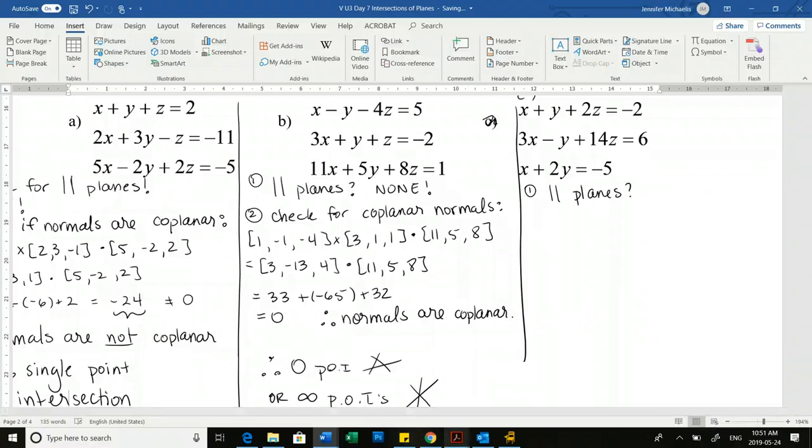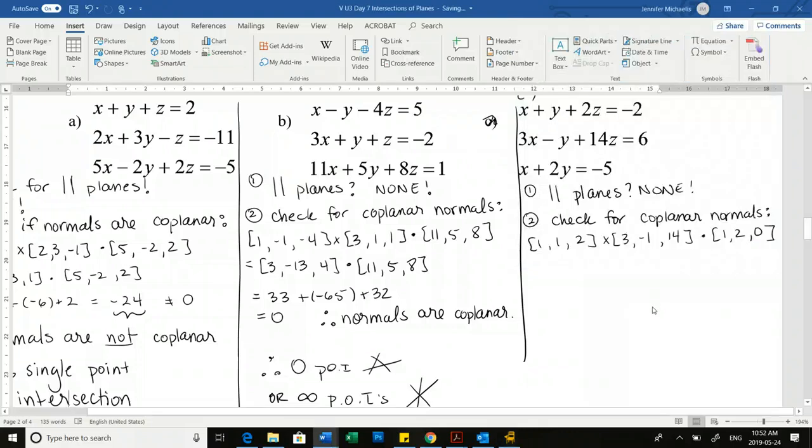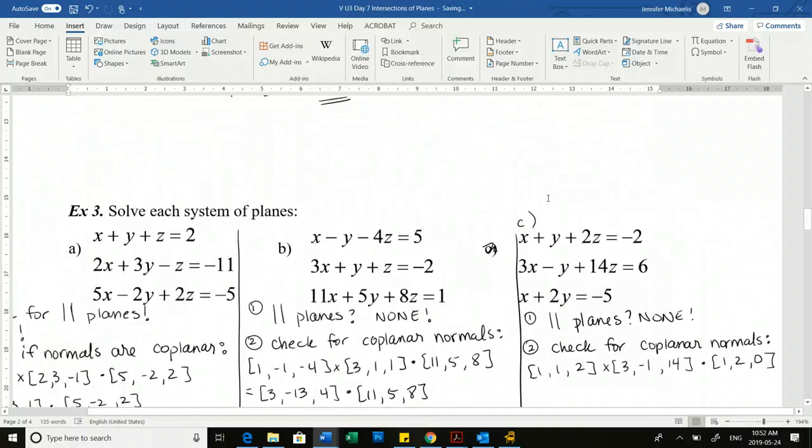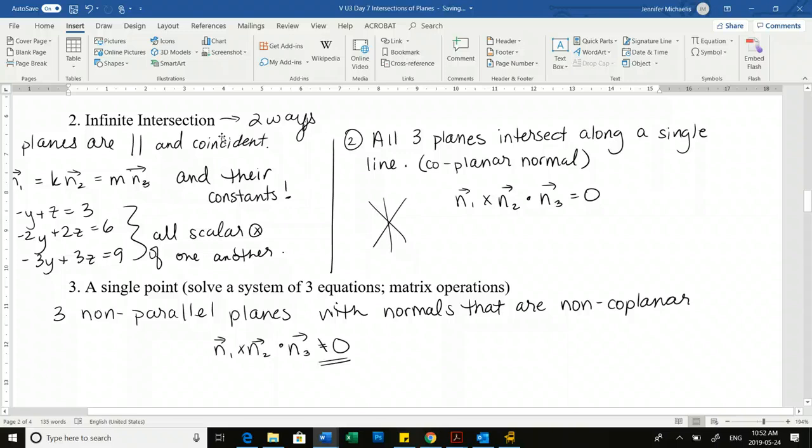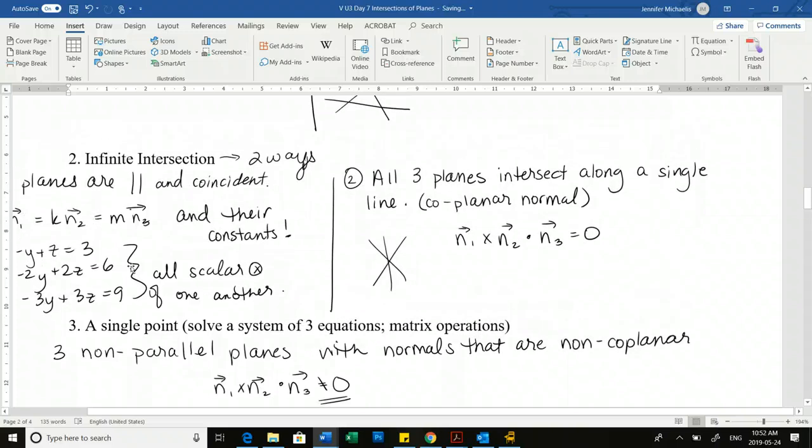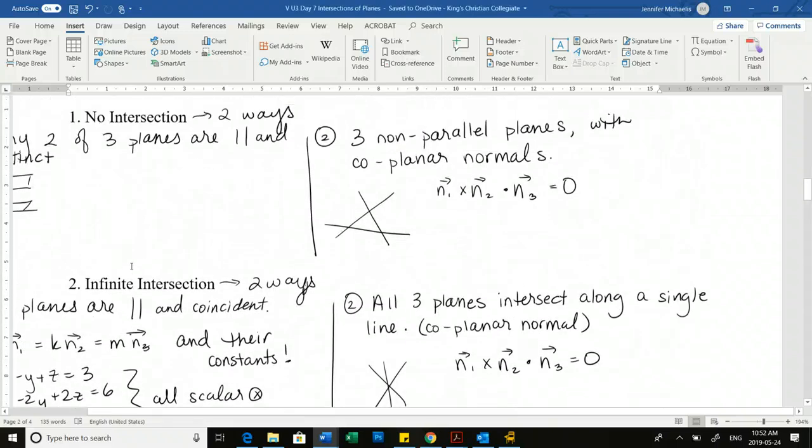And then you're going to check the normals. All right, so we can visibly see here that there are no parallel planes. I kind of purposefully did this because these two examples are really easy to tell if all 3 planes are scalar multiples of one another.